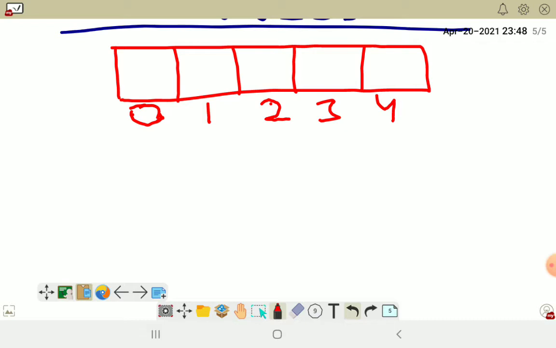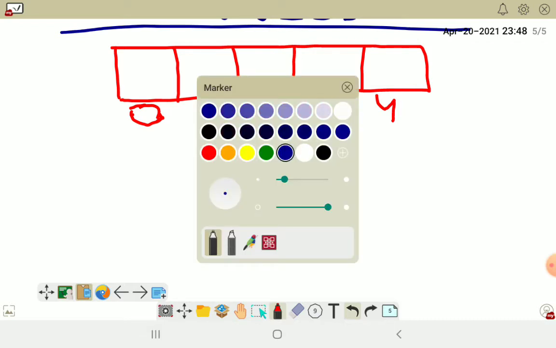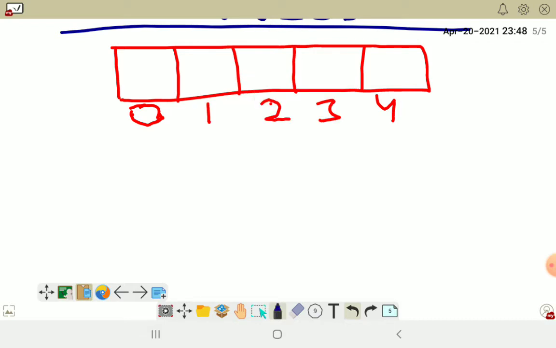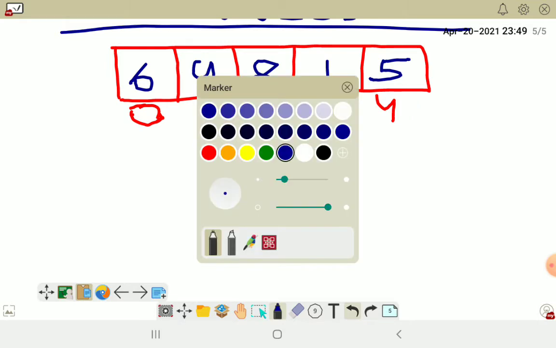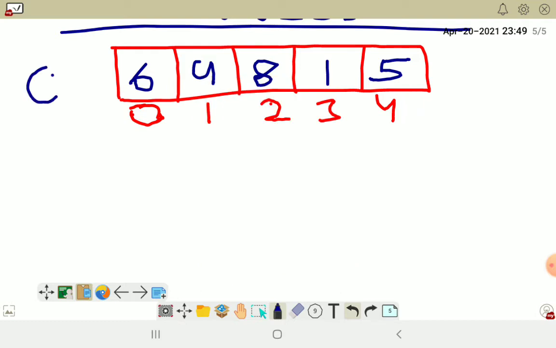Now let me keep the numbers inside. Suppose the first number I am keeping is 6, next 4, then 8, then 1, and 5. So 5 numbers I kept. Now our motto is to arrange these numbers in ascending order. So this is the question, and I am writing the question here.